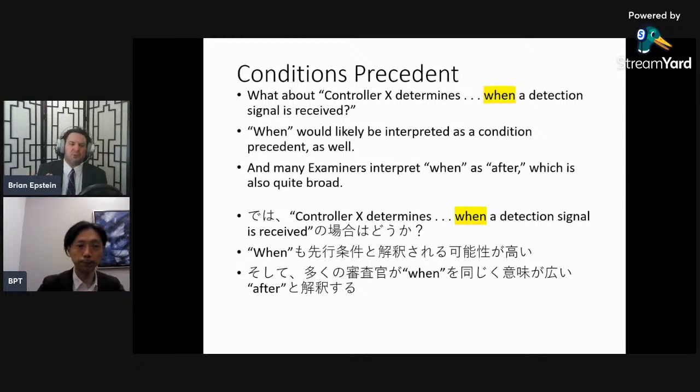And so one of the issues is that examiners interpret the term "when" as "after" a lot of the time, and that's also quite broad. And this is a very typical type of interpretation that comes out during examiner interviews. So, you know, we have to find another option to try and get the scope that applicants intend so that they can successfully overcome the prior art.